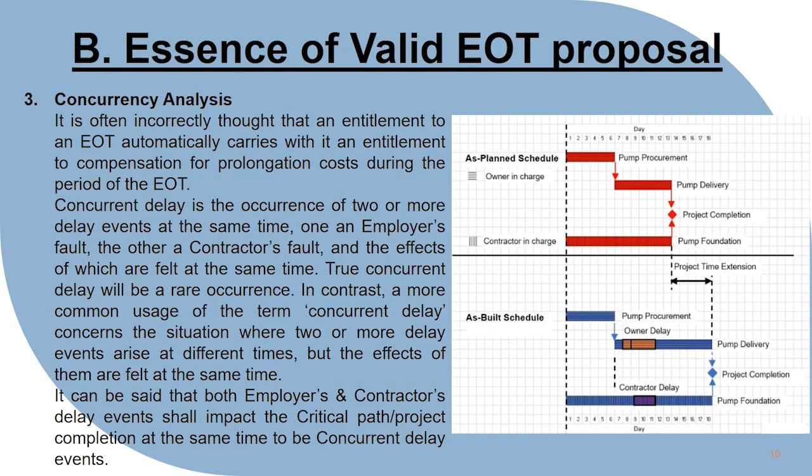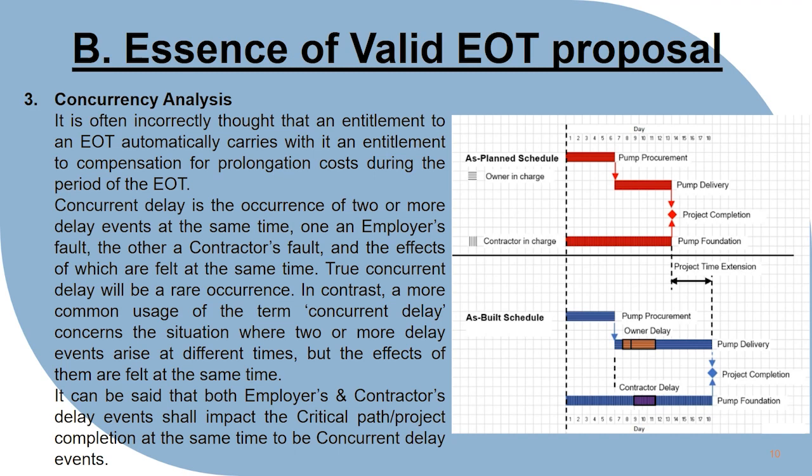Concurrency analysis is very important and it should be performed while requesting an extension of time. Concurrent delay is the occurrence of two or more delay events at the same time, one an employer's fault and the other a contractor's fault, the effects of which are felt at the same time. Two concurrent delay events will be a rare occurrence.